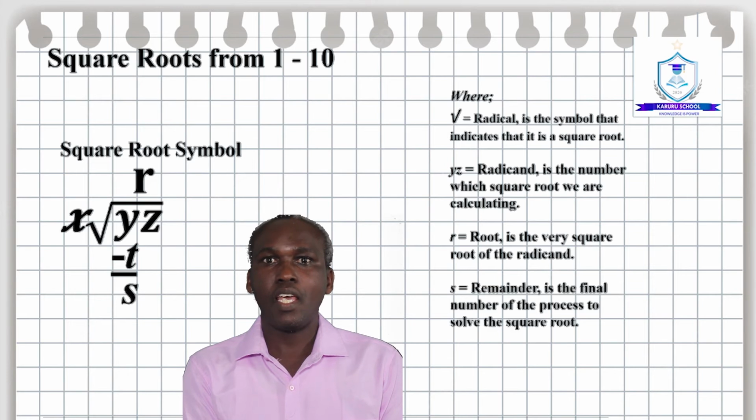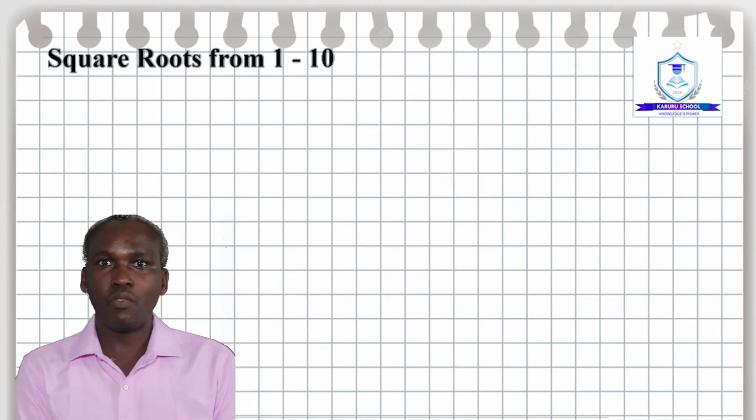The remainder is the final number of the process to solve the square root. We have t, which is the square of the root, which will be generated step by step as we calculate the square root of the numbers given. The next thing we will review is the square roots of all numbers generated by the squares of 1 to 10. So we begin. The square root of 1 equals 1.